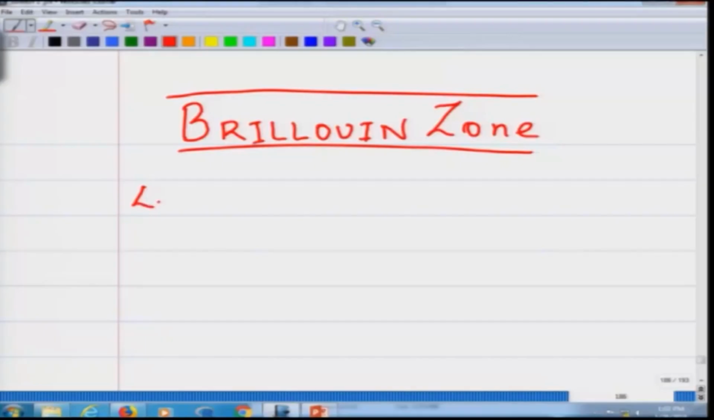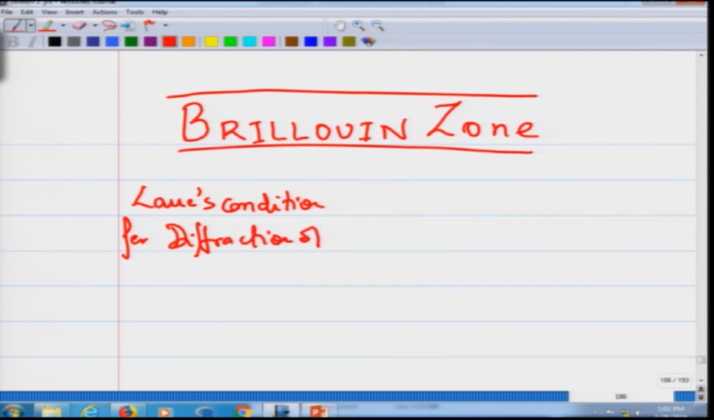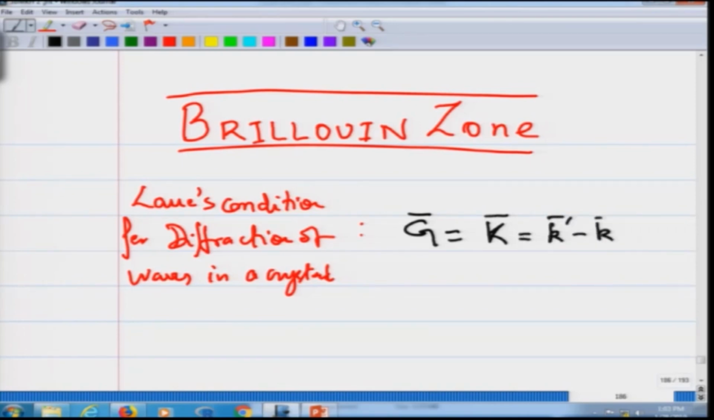Before we take a look at what a Brillouin zone is, let us go back again to our Laue condition for diffraction of waves in a crystal. And what is that condition? The condition states that the reciprocal lattice vector G has to be equal to the scattering vector K, which is equal to k prime minus k.